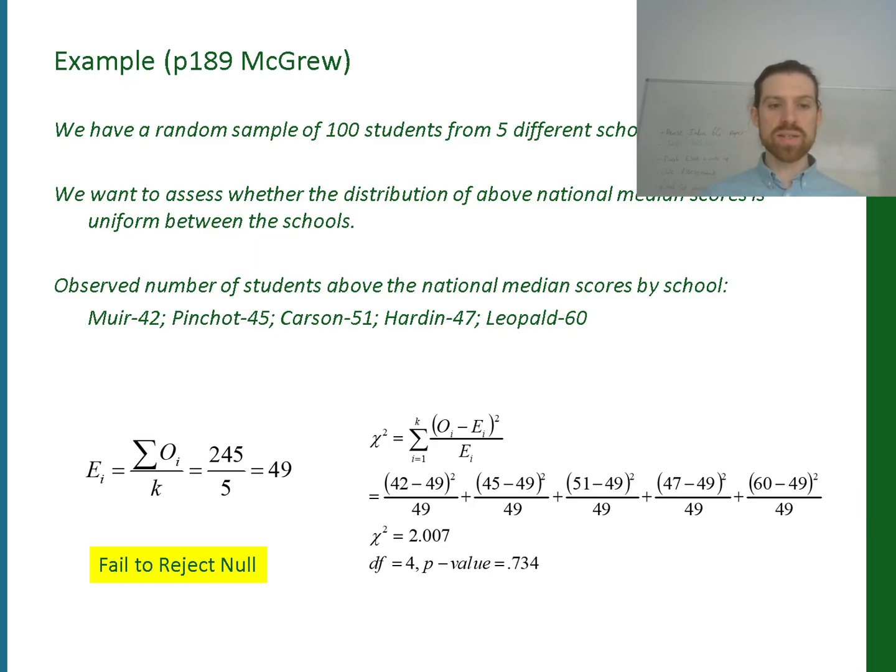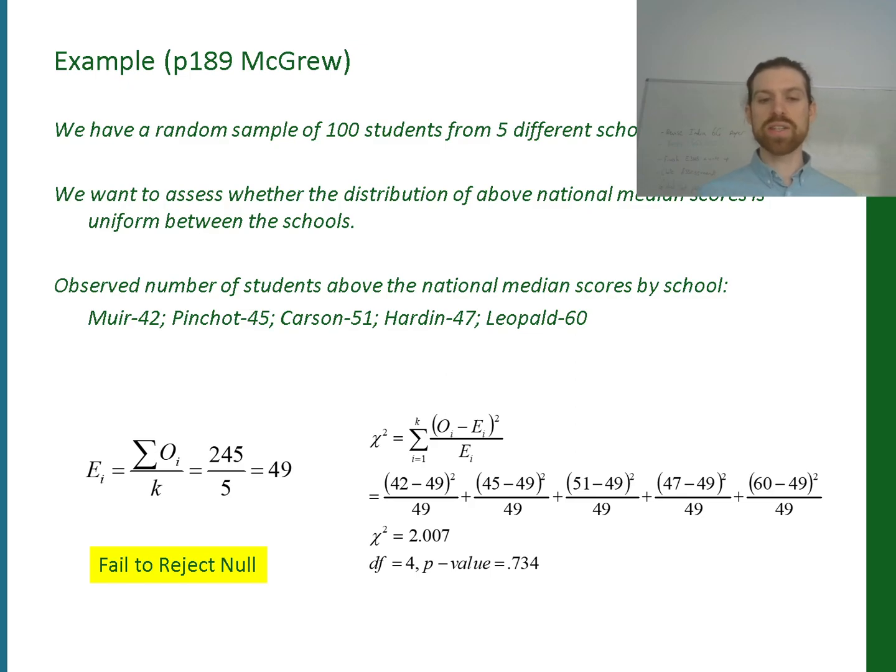So we end up with these observed numbers of students across these 5 different schools that we've been out and sampled. So Muir, Pinchot, Carson, Hardin, Leopold, with 42, 45, 51, 47 and 60 students. Okay, so in this particular case, what we need to do in order to get the chi-squared test statistic is first get the expected number of counts per group. Okay, so on the left hand side, this is how we do this. To get the E_i, we need to sum up all of the observed values, and then divide it by K, the number of groups that we've got. So in this case, we've got 5 groups.